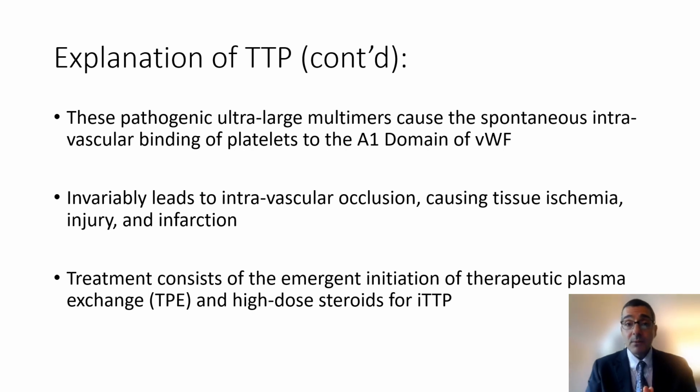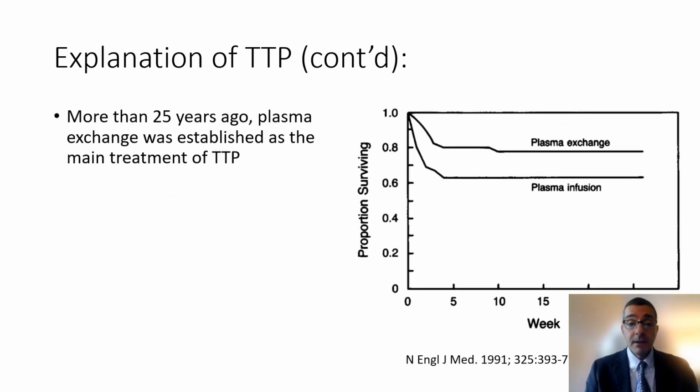And when we suspect that someone has TTP, we emergently start plasma exchange and high-dose steroids. And the reason we do this, this was published in 1991. This is now over 30 years ago, where it was shown that plasma exchange led to a lower death rate than just simply infusing in plasma.